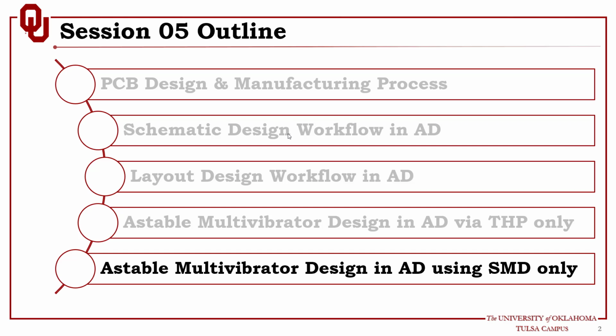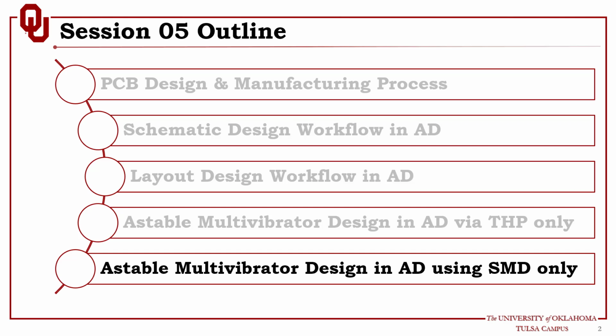In session number 4, we went over the PCB design and manufacturing process, and then we introduced the schematic and layout design workflows in Altium Designer. We will revisit the workflow later, where we will design a 4-layer PCB following the schematic and layout workflow discussed in session 4. But before we do that, we need to learn how to create component libraries, and also we need to dive into signal integrity concepts and introduce PCB design best practices.